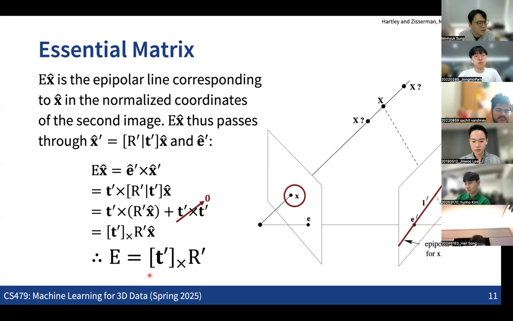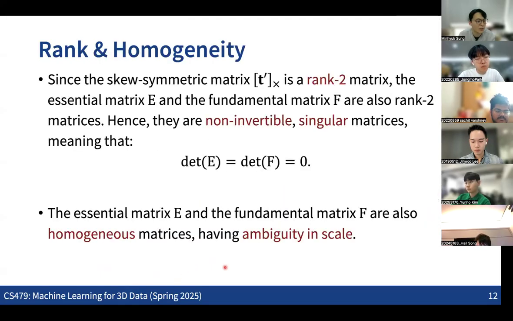And because the essential matrix is represented as a multiplication of the skew-symmetric matrix and another matrix, what we can actually see is that the essential matrix should not be a full-rank matrix, but a rank 2 matrix, because this skew-symmetric matrix is also a rank 2 matrix.